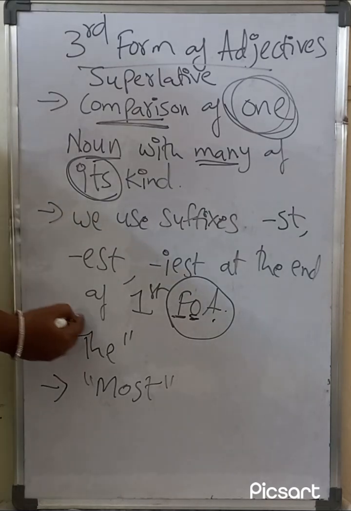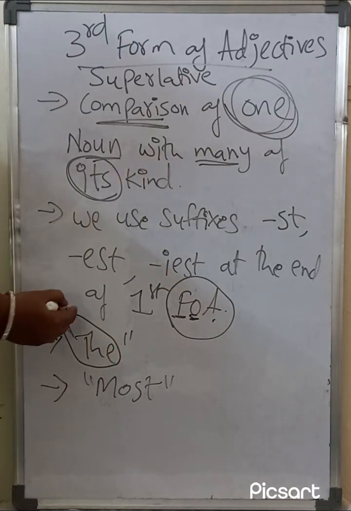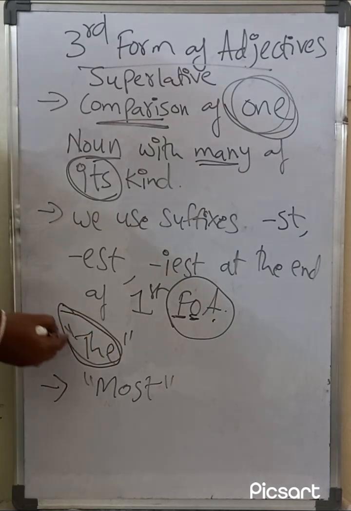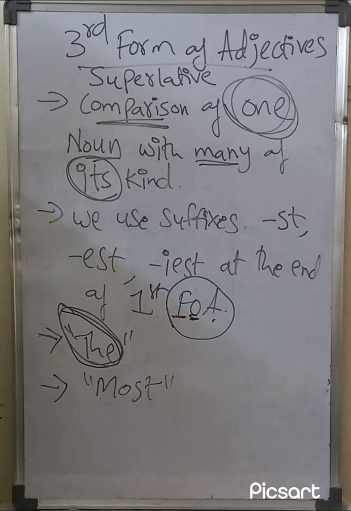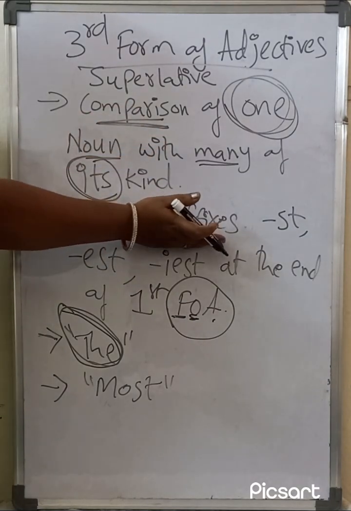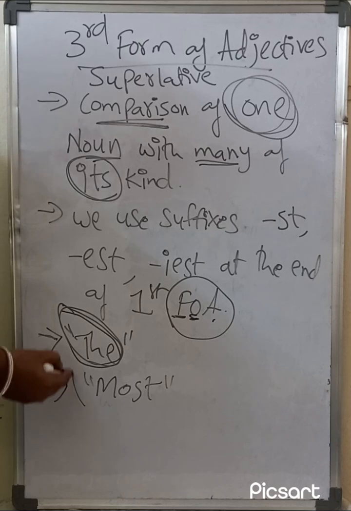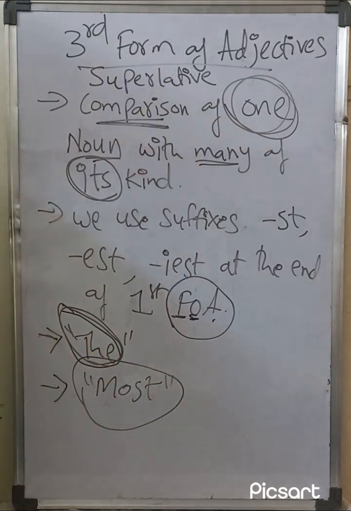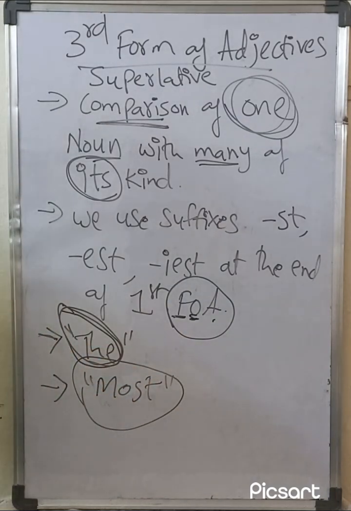Now we also use the article. We must use this article, the, guys. And lastly, when we cannot use suffixes, that is when we use the word most. Is that clear, guys? Now shall we look at some examples?